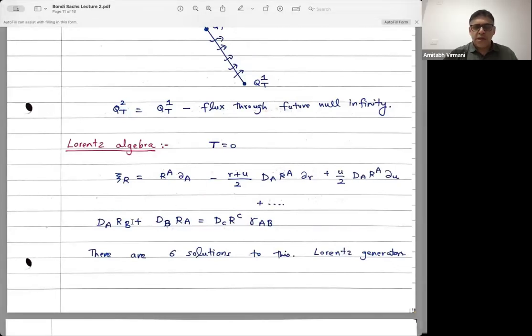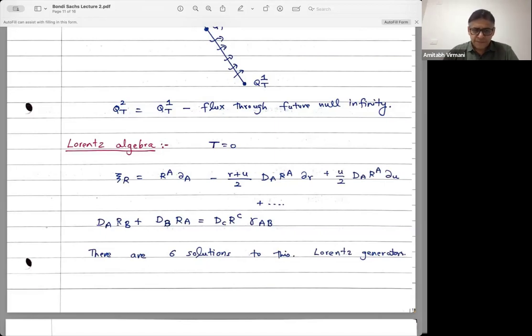Yes. So there are multiple extensions people have discussed. One extension discussed by Barnich and Troessaert is you look for solutions to this equation which are not necessarily smooth. When we are looking at smooth functions, we are looking at holomorphic functions. But when we look at non-smooth functions, these are meromorphic functions on the Riemann sphere. And people have written many papers on this.